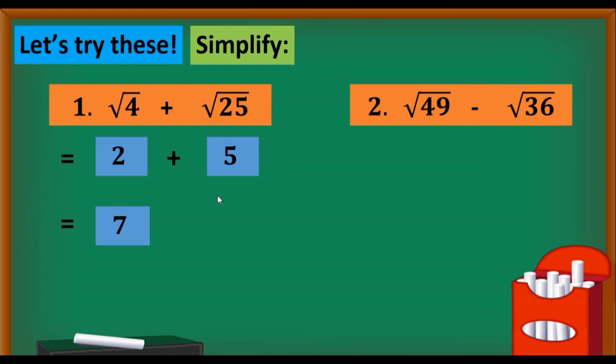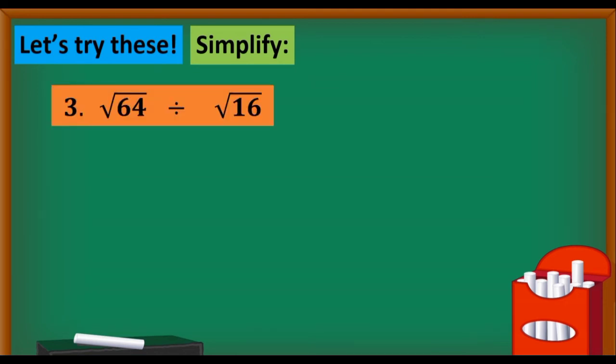Next, number 2. Square root of 49 minus square root of 36. Ma'am, ibabawas lang po ba ang diretso yun? Hindi po. Isisimplify pa rin natin. Square root of 49 is 7 minus square root of 36 is 6. And 7 minus 6 is 1. Another one, square root of 64 divided by square root of 16. Kunin natin yung factor. Square root of 64 is 8 divided by square root of 16 is 4. And 8 divided by 4 is 2.